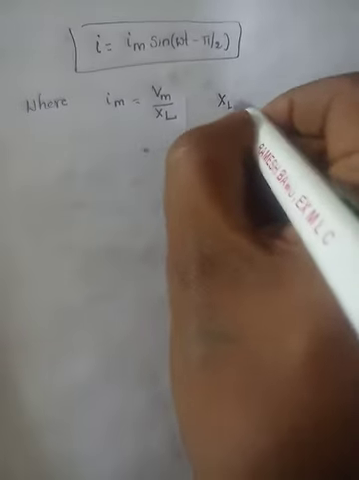So I equals Im sine of omega t minus pi by 2. This is the equation we got, where I have substituted Im equals Vm by XL. Clear? These are the conditions we consider. What is XL? Omega L. Let us know all these things clearly.